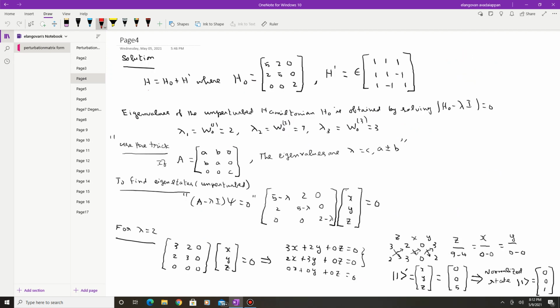The Hamiltonian can be expressed in terms of the sum of two parts. One is the unperturbed Hamiltonian and this is the perturbation. Here the unperturbed Hamiltonian is like this: 5, 2, 0, 2, 0, 0, 0, 2. So this is not diagonal. In the previous problem it is diagonal, but this is not diagonal.